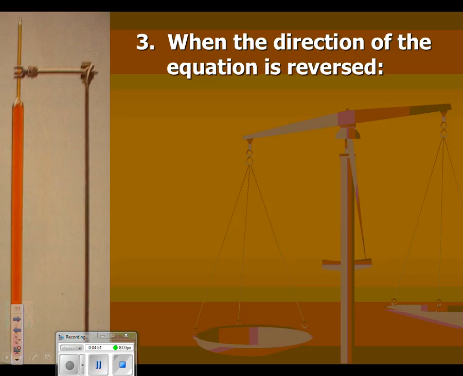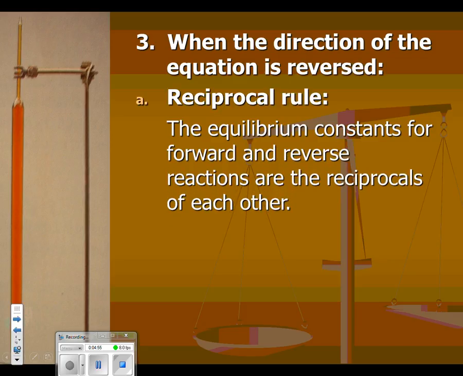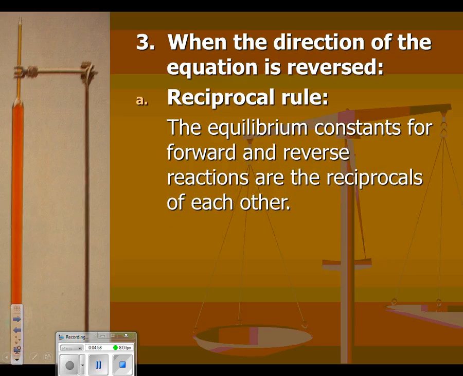When the direction of the equation is reversed, and this has been used on AP questions a lot, that's the reciprocal rule. So instead of saying it's K1, if I reverse the reaction, it becomes 1 over K1.